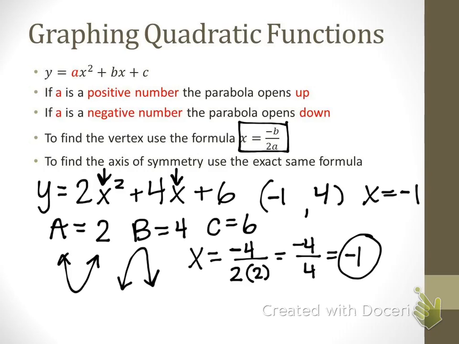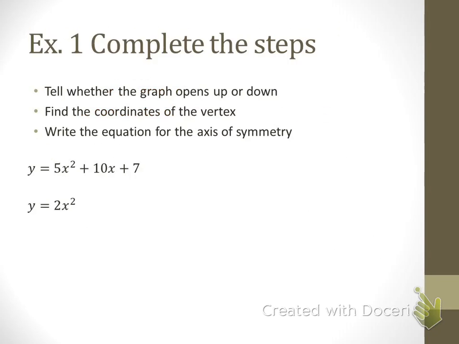All right, so let's do an example and put this into practice, okay? They want us to complete the steps. Tell whether the graph opens up or down, find the coordinates of the vertex, and write the equation for the axis of symmetry. Now remember, the equation for the axis of symmetry just means X equals whatever the vertex is. Okay, so let's look at this and say whether the graph opens up or down. Y equals 5x squared plus 10x plus 7.